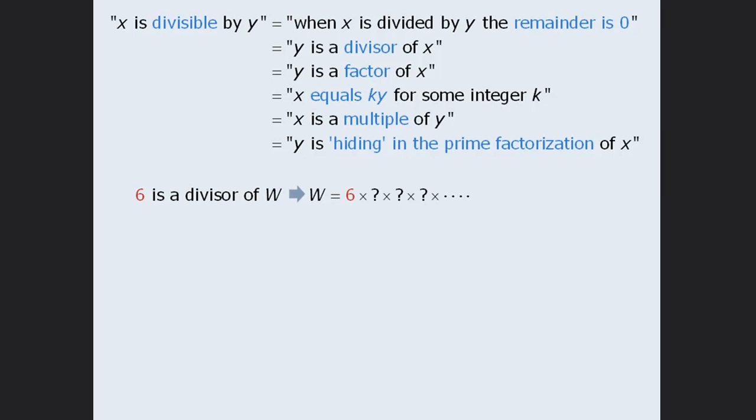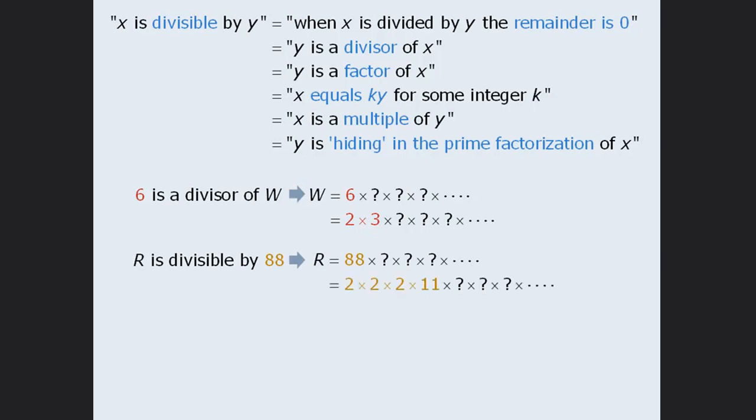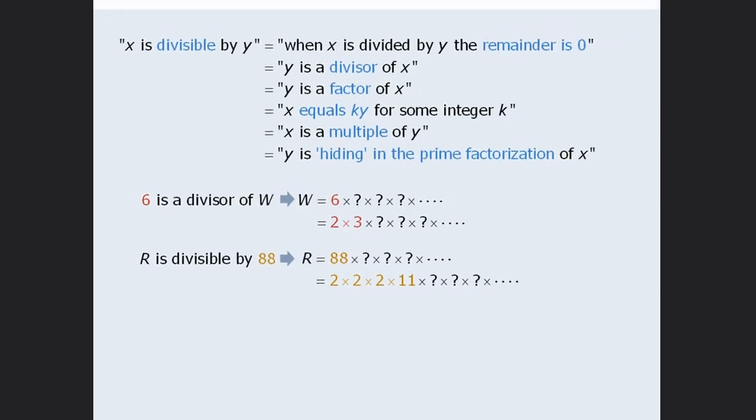Now, since we're talking about the prime factorization of w, the 6 will be hiding in the form 2 times 3. Similarly, if we are told that r is divisible by 88, then we can conclude that there must be an 88 hiding somewhere within the prime factorization of r. Of course, that 88 will be hiding in the form 2 times 2 times 2 times 11, since this is the prime factorization of 88.